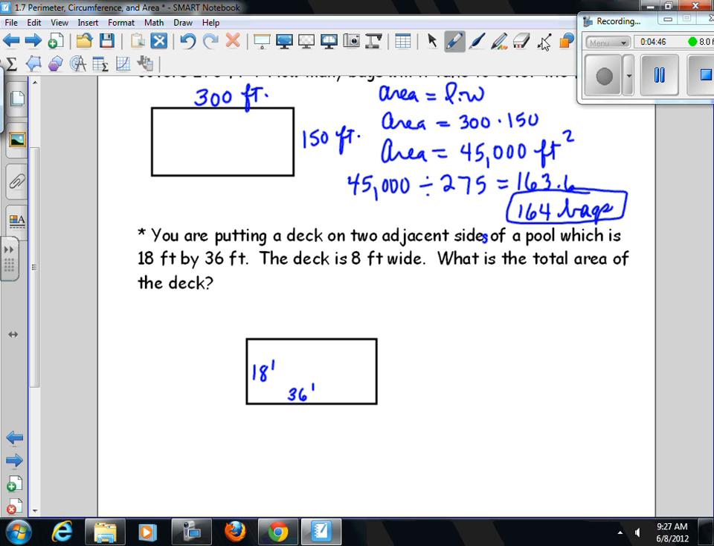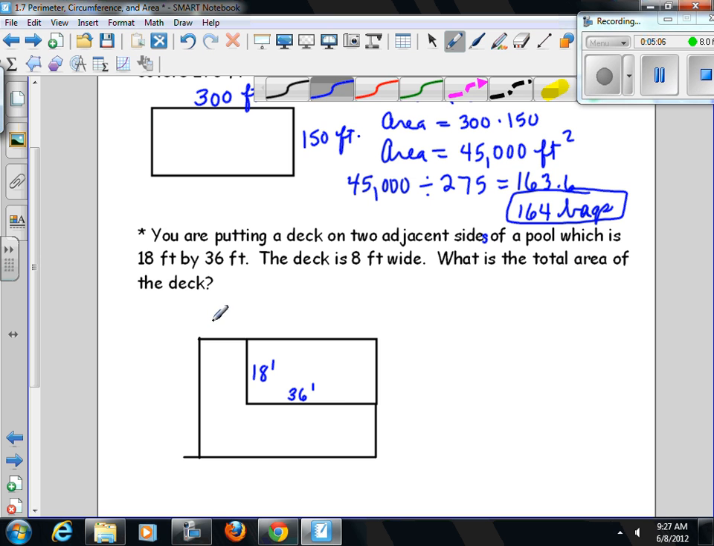Now, your deck extends out 8 feet wide, so it extends out 8 feet. This isn't perfect, but we get the idea. And I know I've made that a little too long, but that's okay. All right, so it extends out 8 feet here and 8 feet over here. And what we would like to be able to do is just find the area of that whole deck.